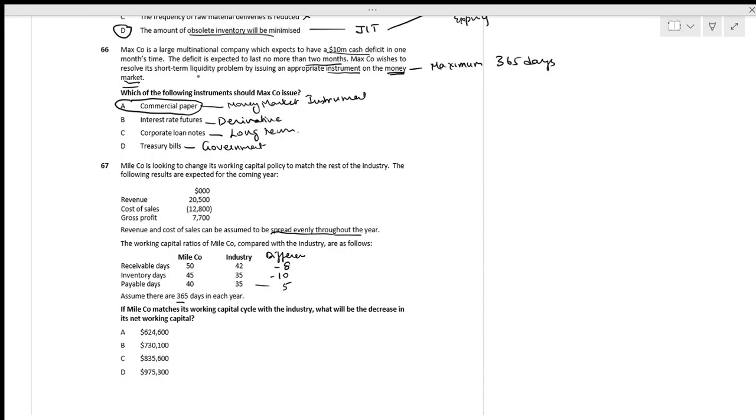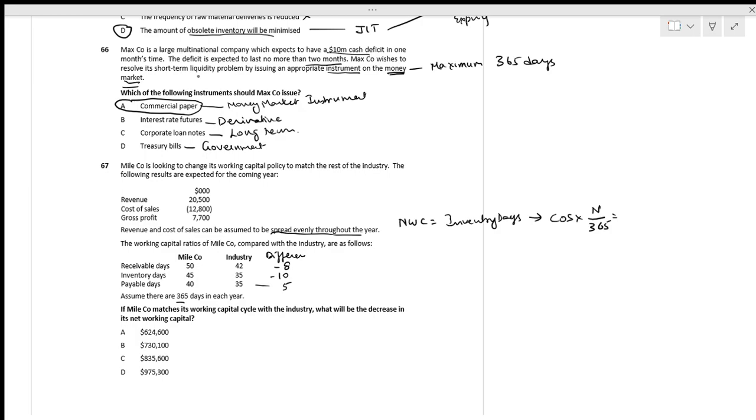Now we have to calculate. What are they asking us in the net working capital? Inventory days. What is the formula for inventory days? Cost of sales times n divided by 365.